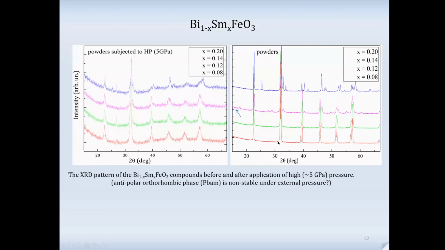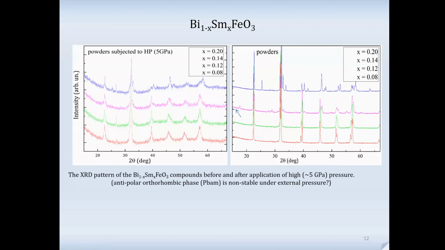My question is, you have powders in which all the crystallites are randomly oriented. Now you apply a force, and then expect a change in your crystallinity, because you are saying that the antipolar orthorhombic phase is going out because of this pressure. If I understand correctly, this is the thing.